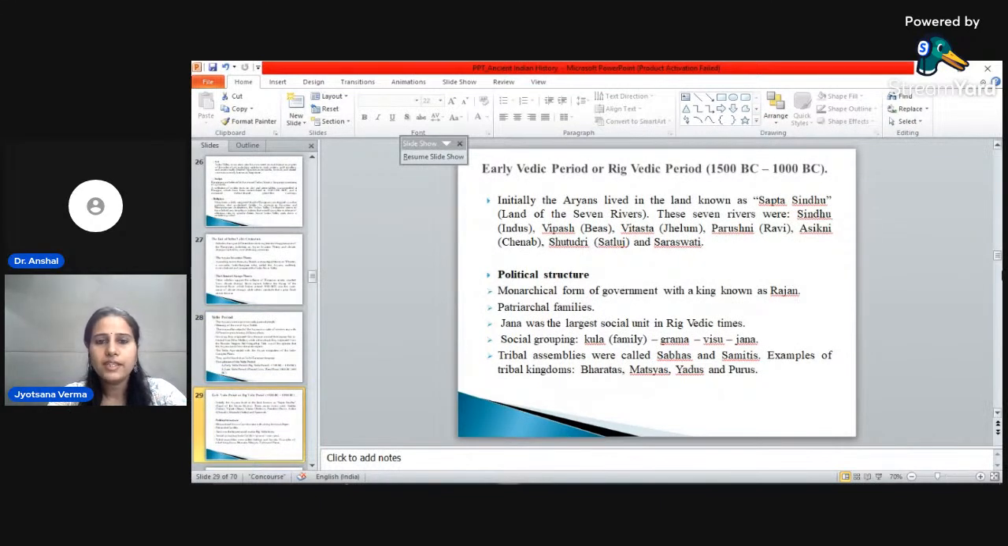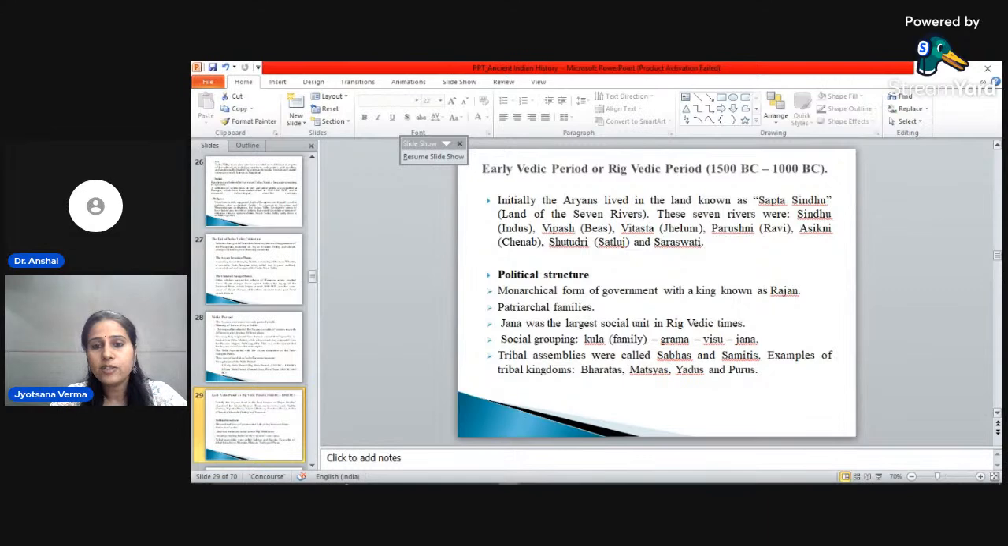In the early Vedic period, initially the Aryans lived in the land known as Sapta Sindhu, basically the land of the seven rivers. These seven rivers were Sindhu, Vyas, Jhelum, Ravi, Chenab, Satluj, and Saraswati. The political structure of the time was basically a monarchical form of government with a king known as Rajan, and patriarchal families. Jana was the largest social unit in the Rig Vedic period.